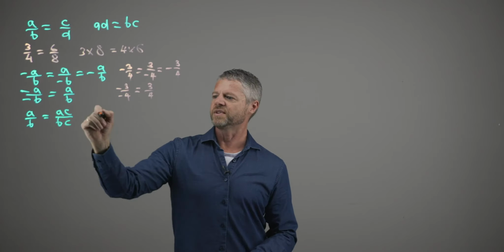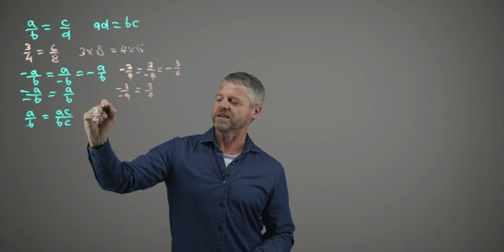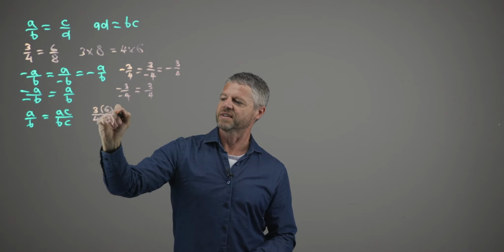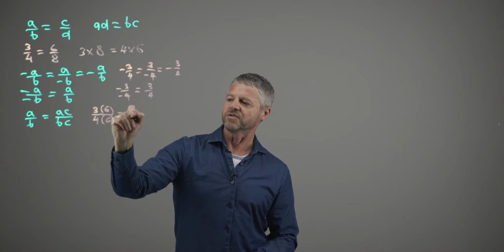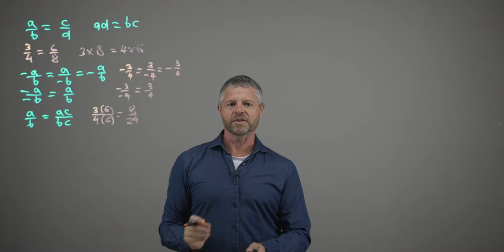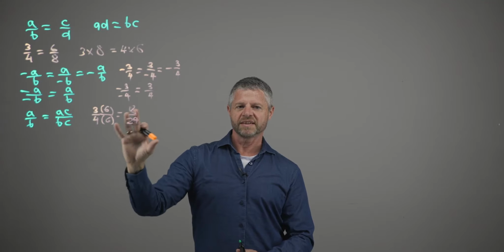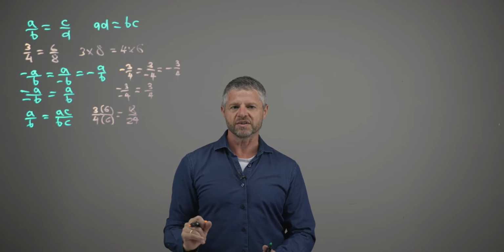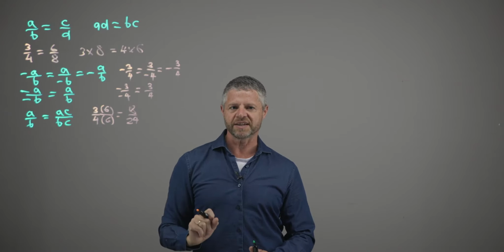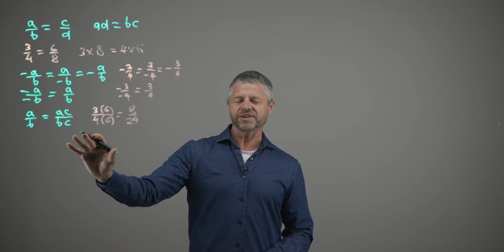So for example, I could have 3 over 4, and then I could multiply 3 by 6 and 4 by 6. I'll have 18 over 24, and 3/4 and 18 divided by 24 are equivalent fractions. And this last property here means that any fraction has an infinite number of equivalent fractions because I can multiply by any number c in the numerator and the denominator. So we have an infinite number of equivalent fractions.